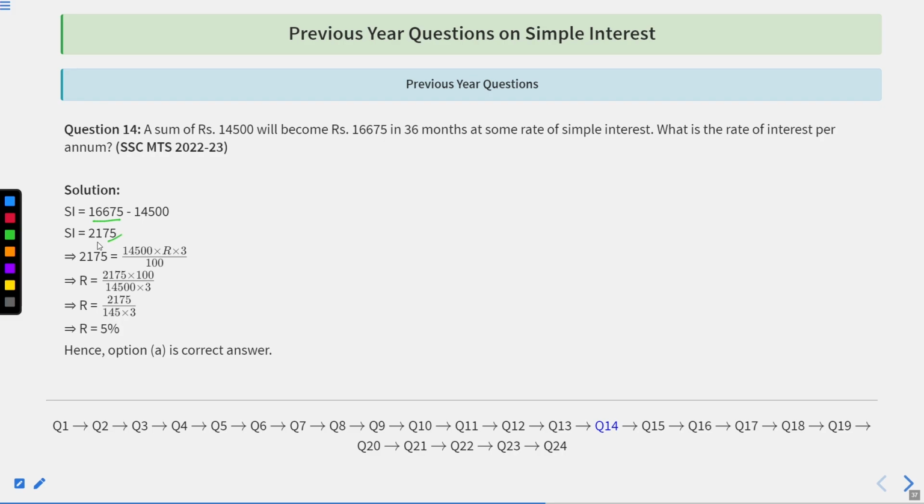2,175. So that means 2,175 is equal to principal that is 14,500 into rate into 3, that is time, upon 100. So rate will be equal to 2,175 into 100 upon 14,500 into 3. So R is equal to 2,175 upon 145 into 3. So R is equal to 5%. So the option correct here is option A.